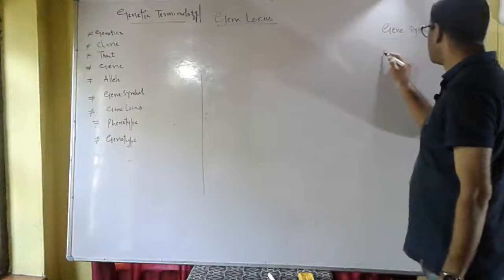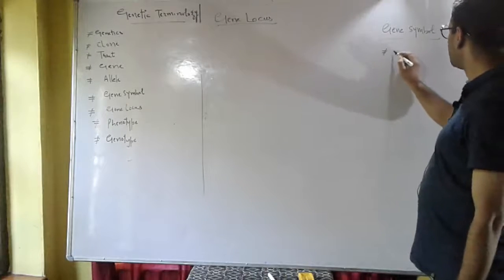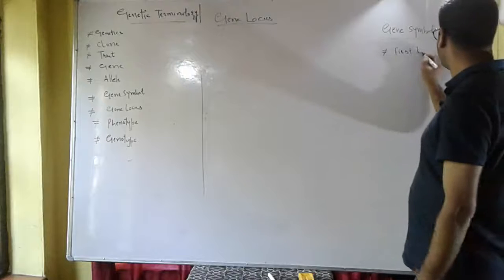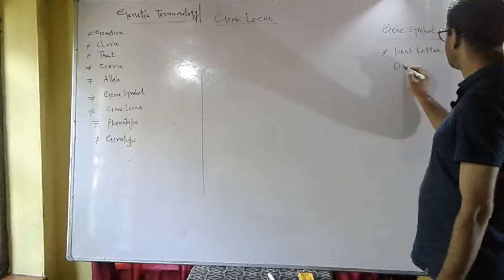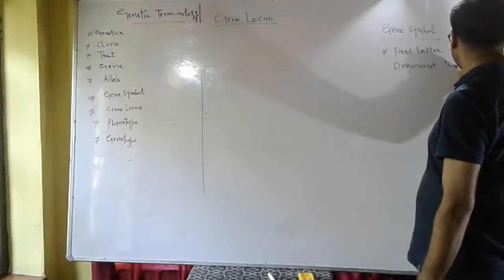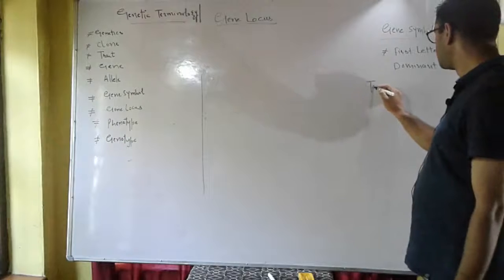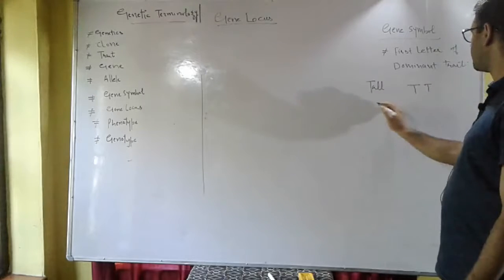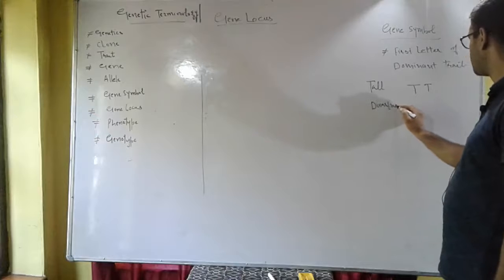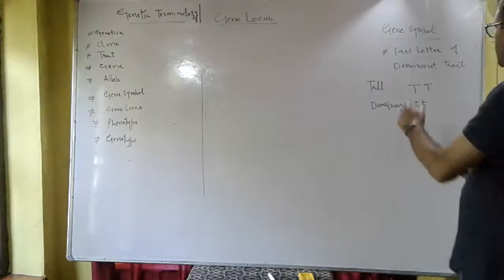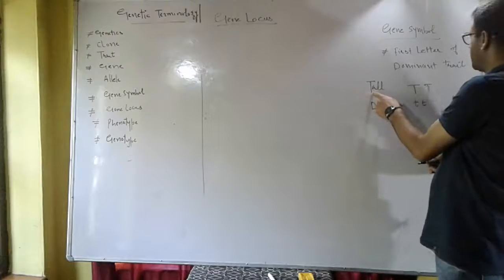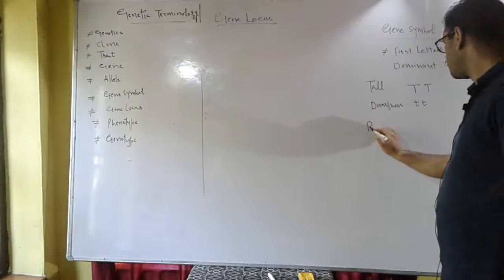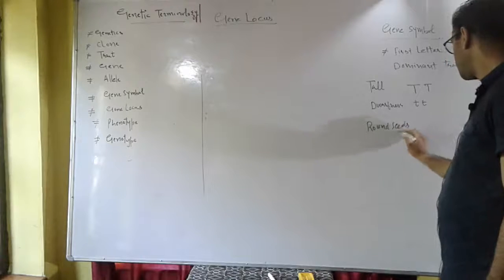The gene is designated by the first letter of the dominant trait. For example, we have the trait tallness, so we represent the gene by capital T, and we represent dwarfness by small t. That means the dominant trait is tall, so the first letter of the dominant trait is used to represent the gene symbol. Same is the case with round seeds and auriculate seeds.